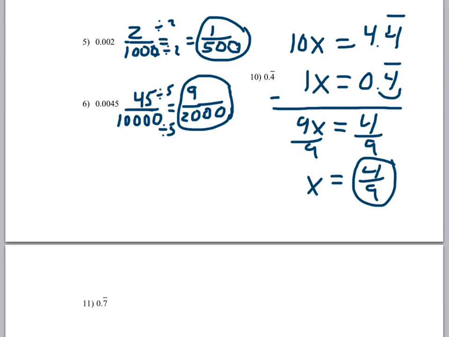All right, so let's see if you can go ahead and do one of these on your own. Let's go ahead and take a look at number 11. See if you can do 11 on your own and then check with me to see if you've got the right answer. Go ahead and stop the video, try it on your own and see if you can do that.